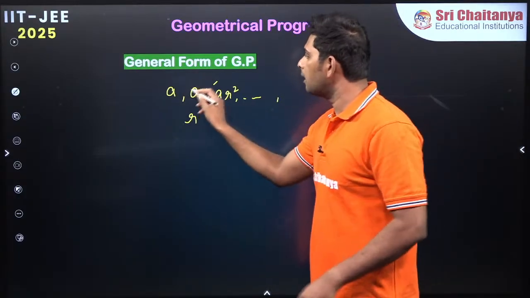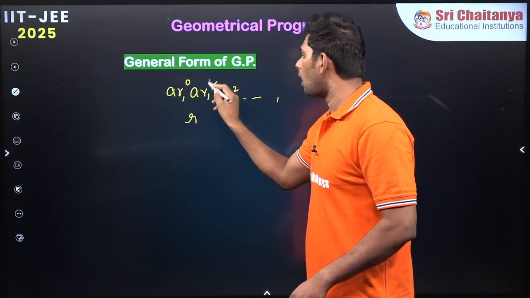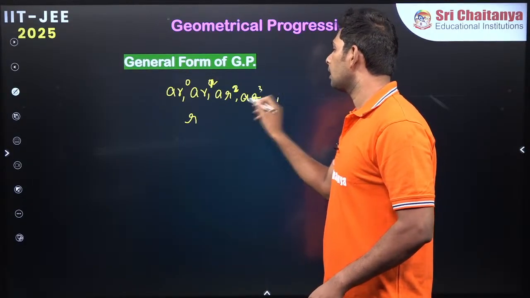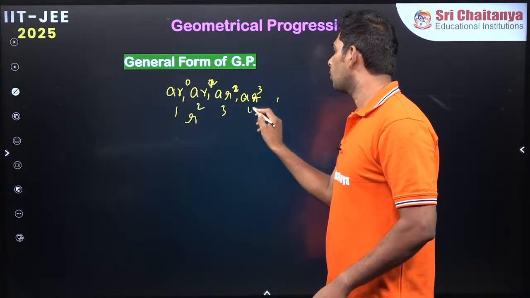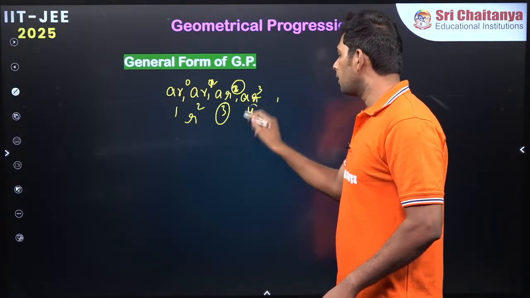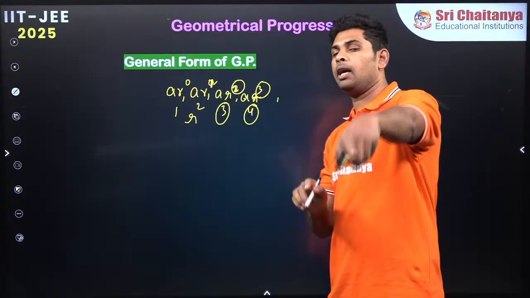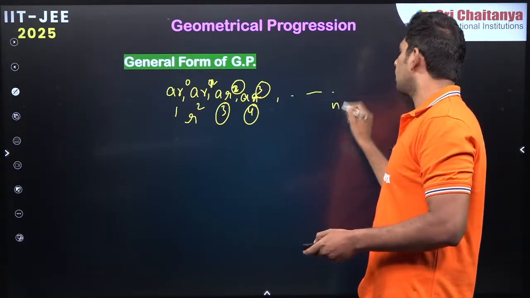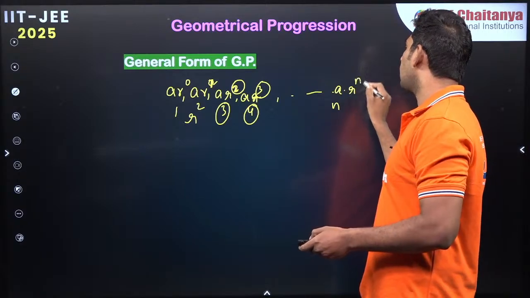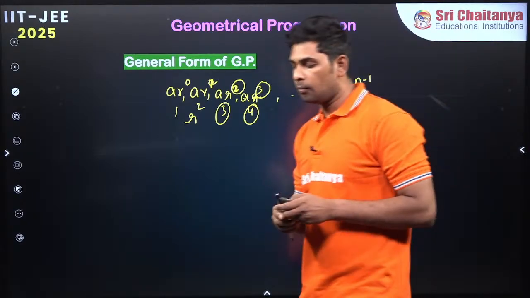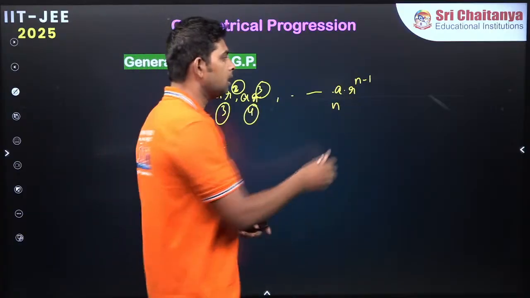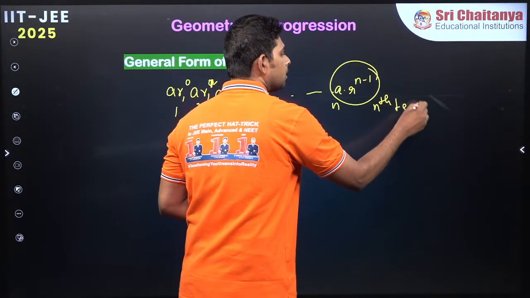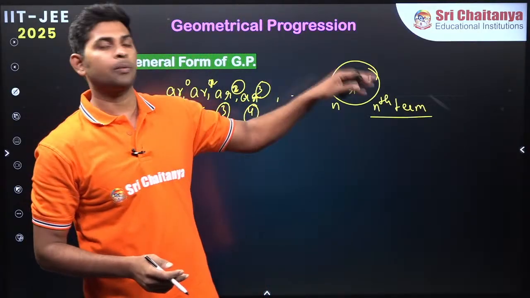If you are taking n terms, you can see R power 0, R power 1, R power 2, and R power 3. These are the first, second, third, and fourth terms. For the third term the power is 2, for the fourth term it is 3, and for the fifth term it is 4. What if I take the nth term? It is A into R power n minus 1. One number is dropped at the end. The nth term of a GP is given by A times R power n minus 1.